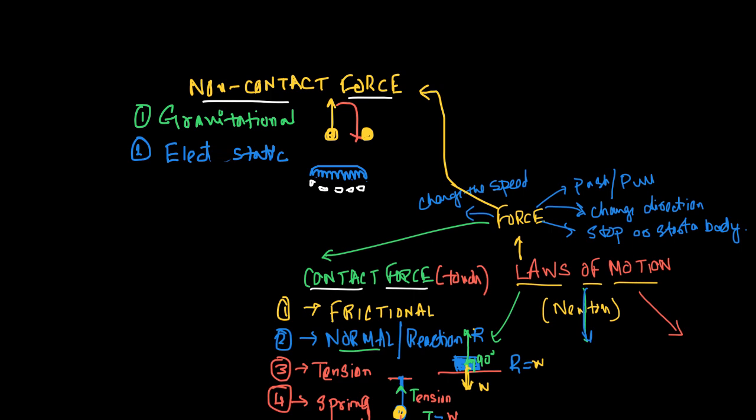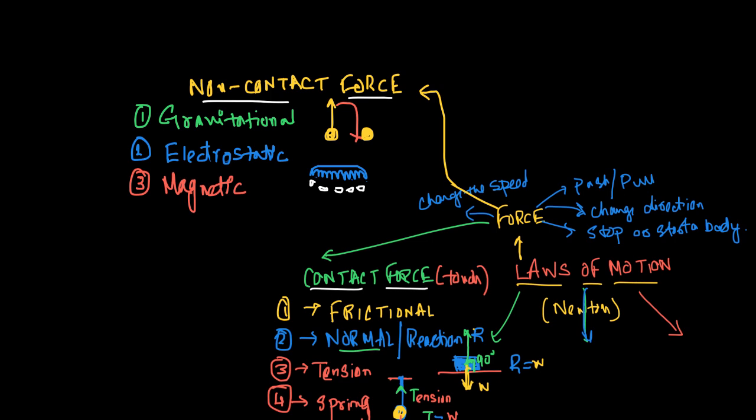It is also not in contact. The paper and the comb should be very close together but not in contact, and the paper will get attracted. So that's another non-contact force, right? And the third type of non-contact force is a very common force that you have seen since childhood. It is called a magnetic force.